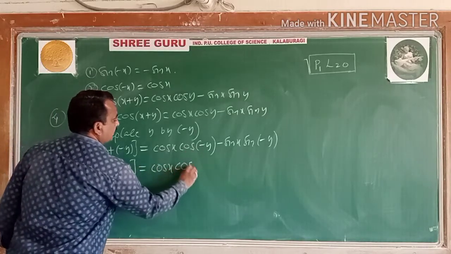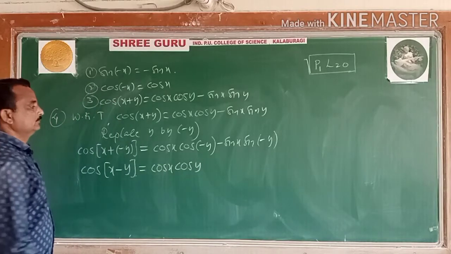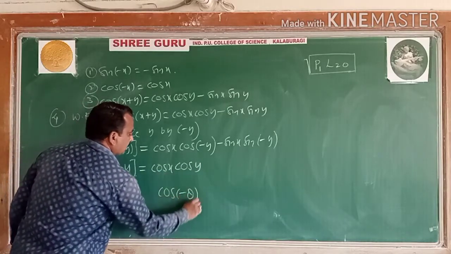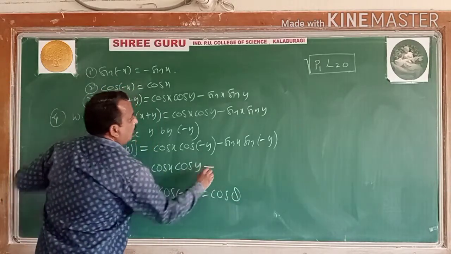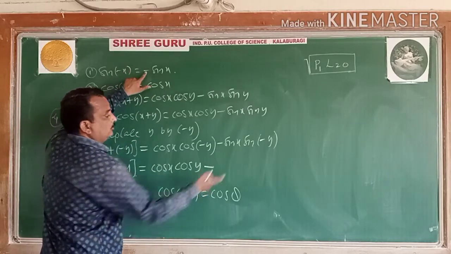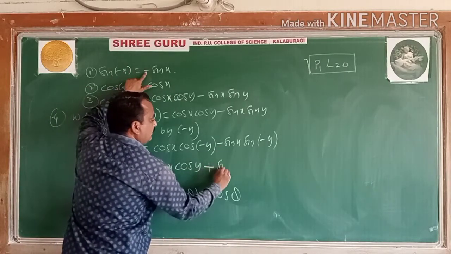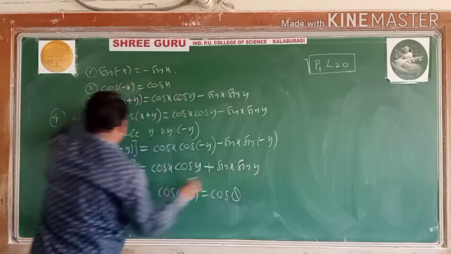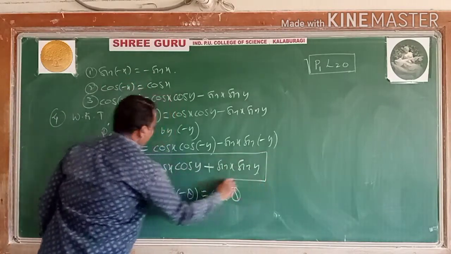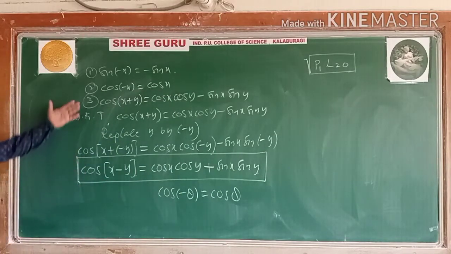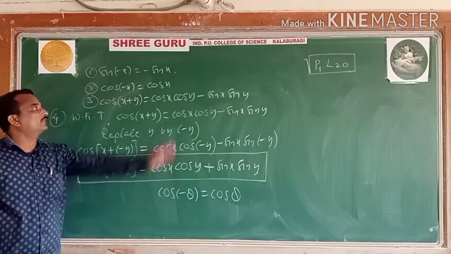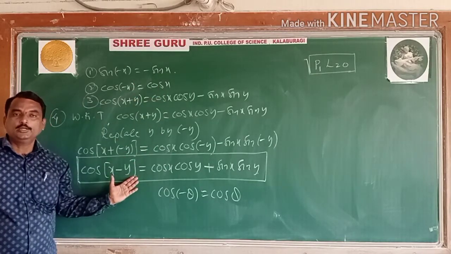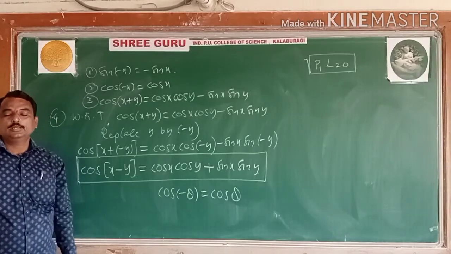What is cos of minus theta? Plus cos theta. Cos of minus theta is plus cos theta. Here, cos of minus y is plus cos y. Minus, what is sin of minus y? Minus sin y. So this minus of minus becomes plus sin x into sin y. So this is the cos of x minus y result, students. Using cos of x plus y, we get cos of x minus y.